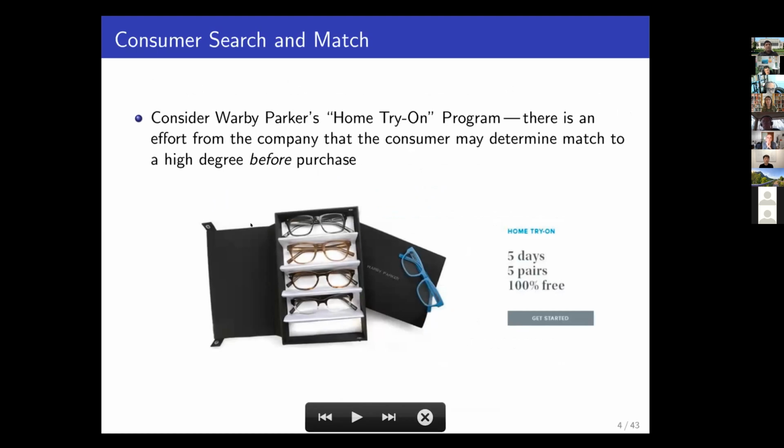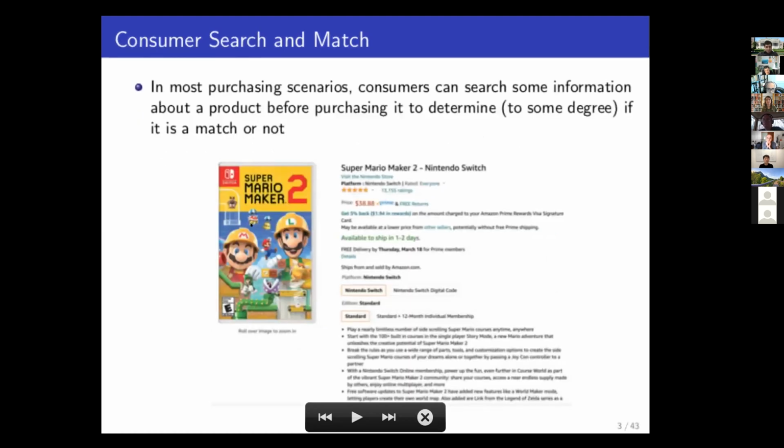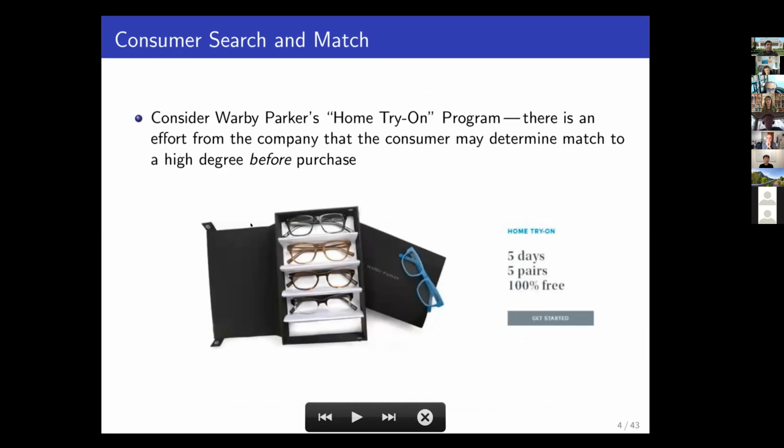So Warby Parker is, I don't know how popular it is in Europe, but here in the US, it's actually an online seller of eyeglasses. And obviously it's very difficult to determine match for eyeglasses in the online space when you're buying them online. So this company has a number of different programs, and one of the very interesting ones is this home try-on program. The home try-on program says that, look, you go to our website, you choose 5 frames.